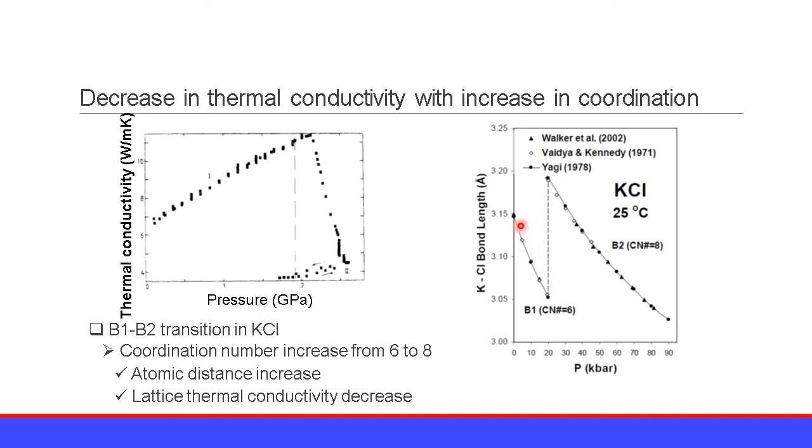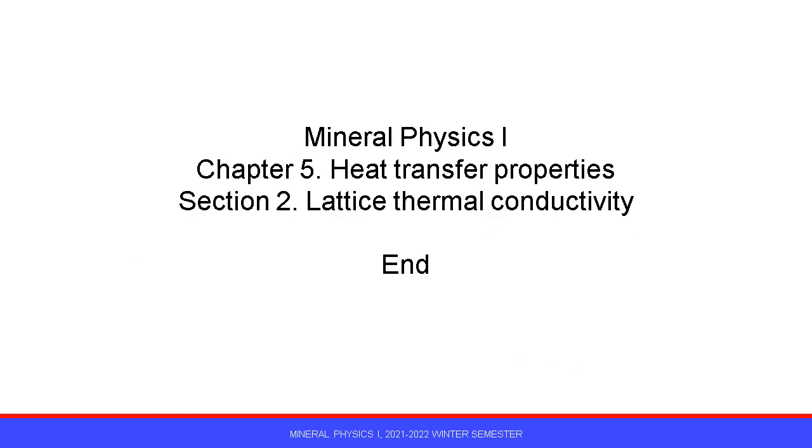In the stability field of B1 phase, the bonding length continuously decreases, but with the transition to B2 phase, the bonding length increases and then decreases. The decrease of the thermal conductivity at 2 GPa should correspond to this bonding length increase by the B1 to B2 phase transition. So this is the end of section 2, that is thermal conductivity.